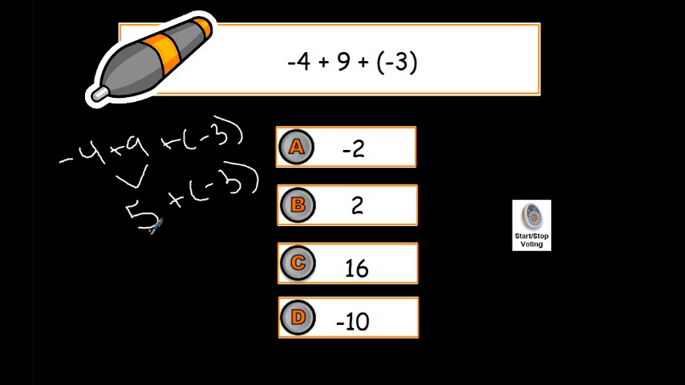So now 5 plus negative 3, different signs. So go ahead and subtract those. 5 minus 3 is 2. I had more positives, so this would be my answer.